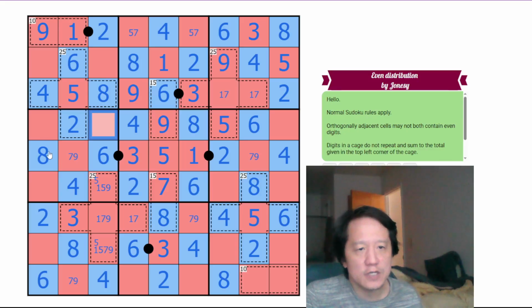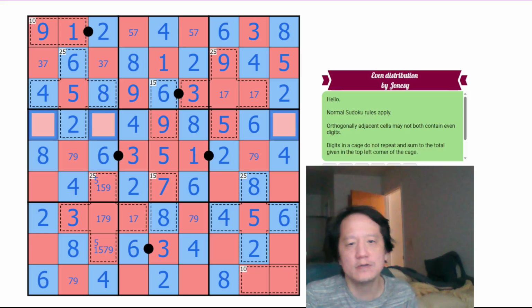Remaining digits in row 4. Actually, let's do row 2. We have 3 and 7. In row 4, it's 1, 3, 7.